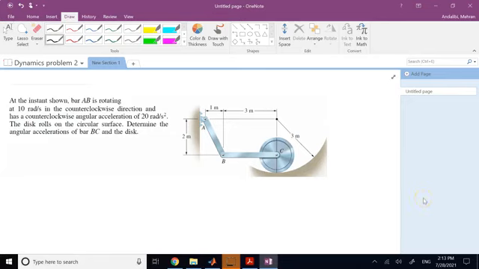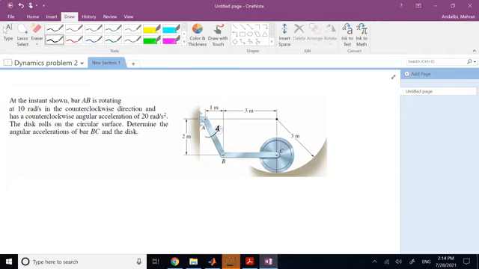Hello everyone. In this video we are going to solve a problem from rigid body kinematics, and we are going to do velocity and acceleration analysis. So here we have this mechanism that has three rigid bodies: AB, BC, and the disk. And at the moment bar AB is rotating 10 radians per second counterclockwise.